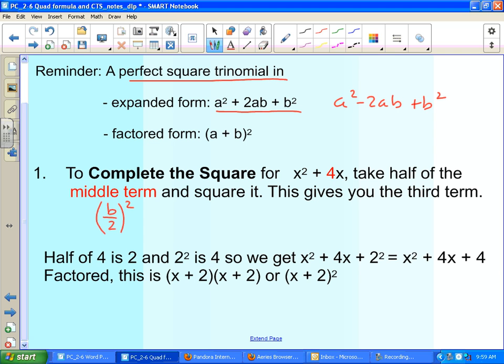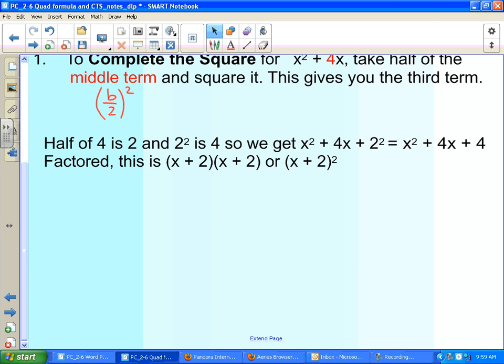So there's a little example of what we just talked about. Half of 4 is 2, and we square it, we get 4. We add 4 to both sides and end up with x squared plus 4x plus 4, which factors to x plus 2 squared. Again, that is the goal, to get ourselves into a binomial squared situation so that I can take the square root.